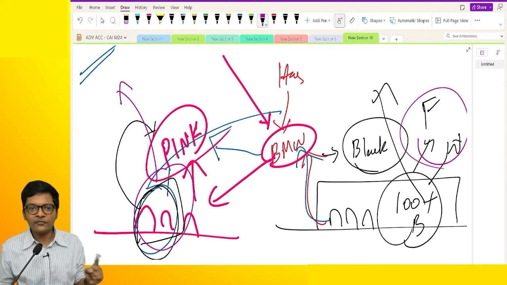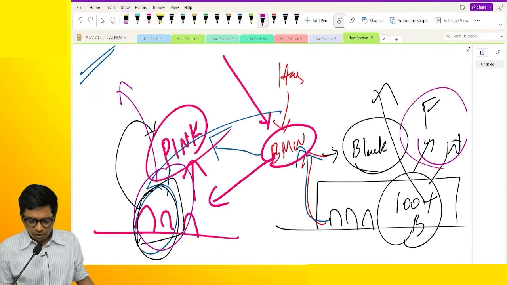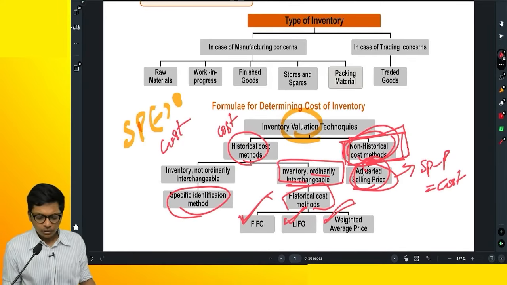Only at that time will I use FIFO or weighted average or LIFO. Are you following, guys? So inventory not ordinarily interchangeable means what?